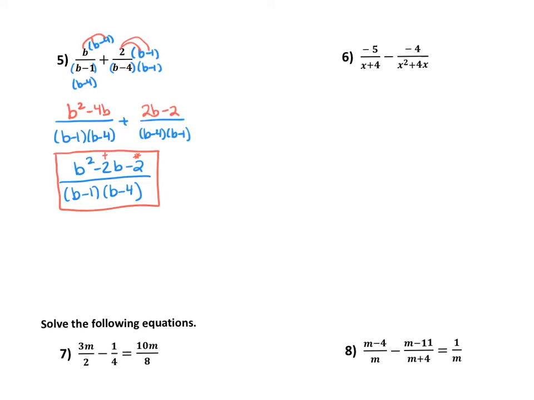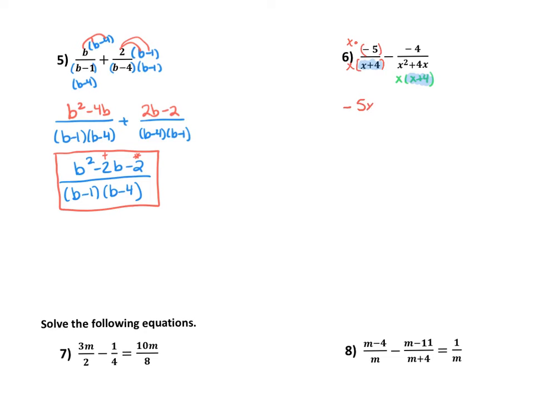Number 6 is also an adding problem, so I'm going to get a common denominator. But the first thing I'm going to do is factor this right denominator. Once I factor the right denominator, I see that both denominators have an x plus 4. But in order to get a common denominator, I need to multiply this first fraction by an x. So my common denominator will be x times x plus 4.